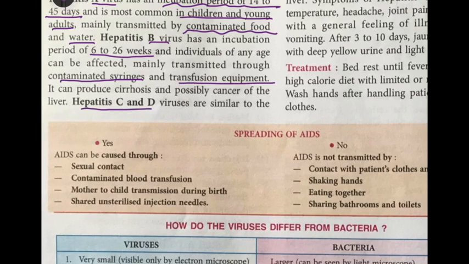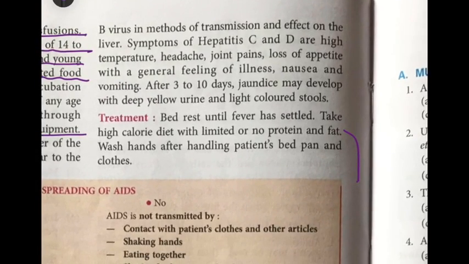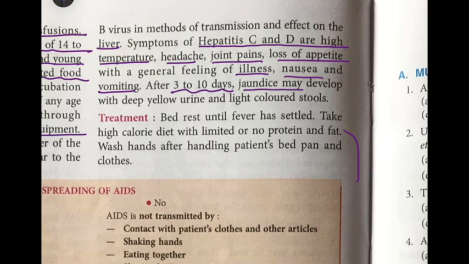Hepatitis C and D viruses are similar to B virus in how they are transmitted from person to person, and they affect again the liver. Symptoms of hepatitis C and D are high temperature, fever, headache, joint pains, loss of appetite, that is, you do not feel like eating, and there is a general feeling of illness, nausea, you feel giddy, and vomiting. After 3 to 10 days, jaundice may develop with deep yellow urine and light colored stools.